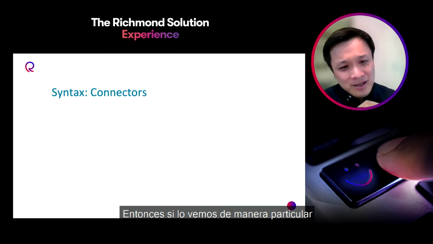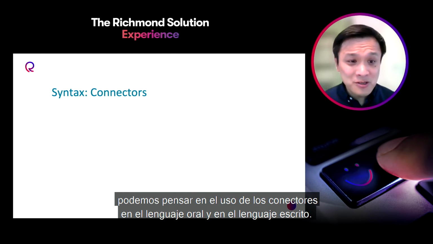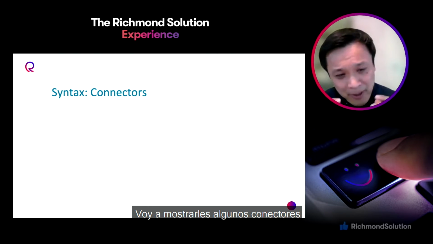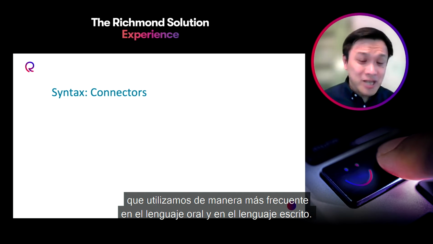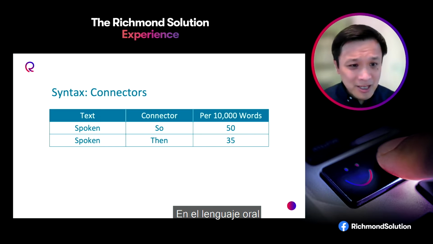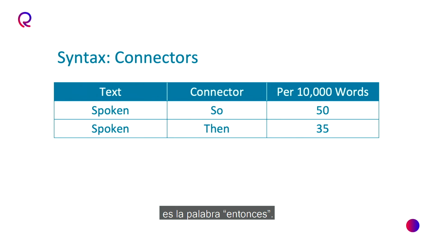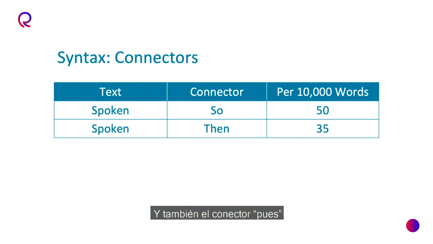Okay? And to just look at it very quickly in a particular way, let's think about the use of connectors in spoken language and in written language. I'm going to show you the connectors that we use most frequently in spoken language and in written language. In spoken language, the single connector that we use the most is the word so. We use it about 50 times for every 10,000 words we speak, and then comes afterwards, which occurs about 35 times for every 10,000 words we speak.